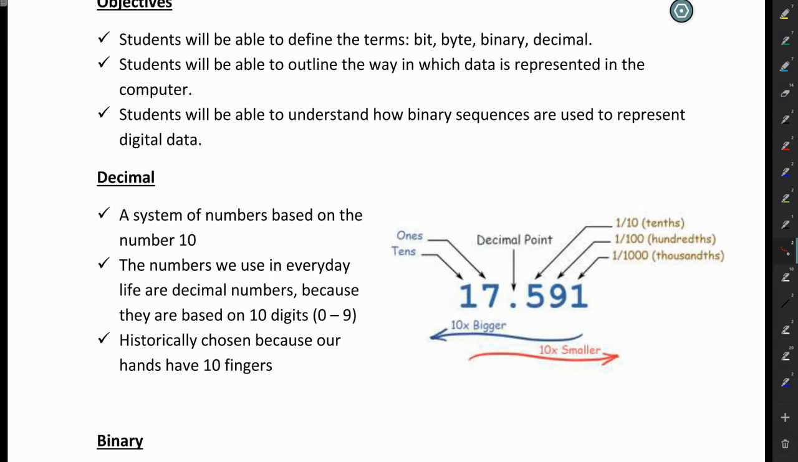So we have an example here of the number that you're used to seeing. This place right here is a 10th decimal place. This is a 1 decimal place, 1/10th, 100th, 1,000th, and so forth.